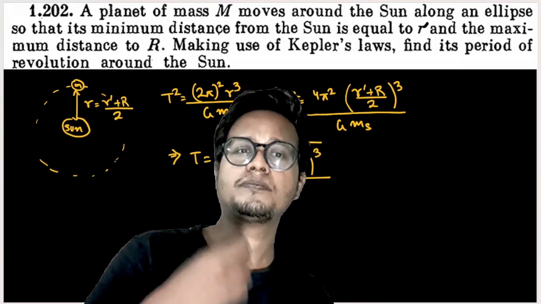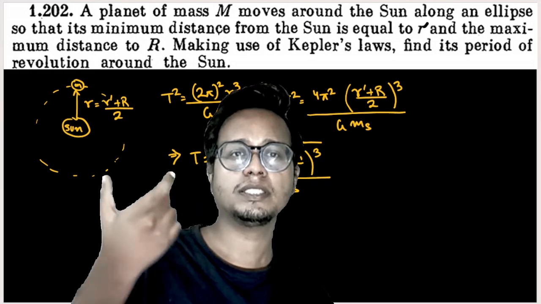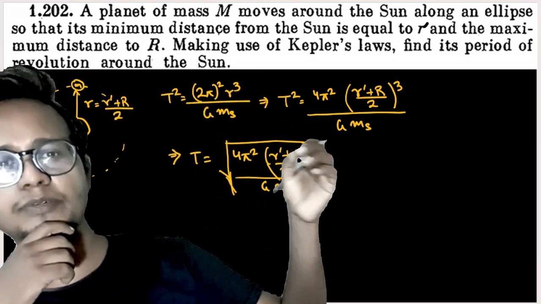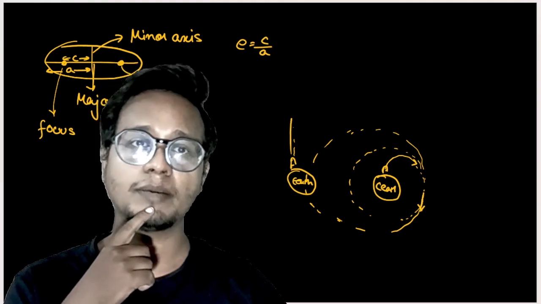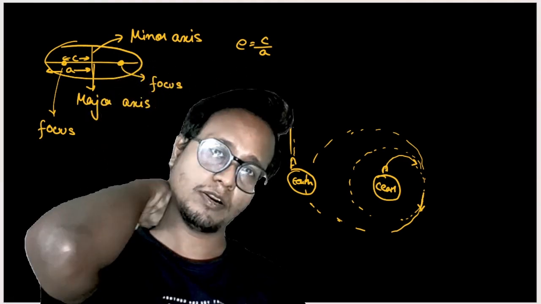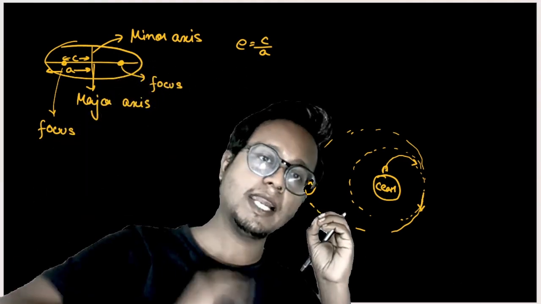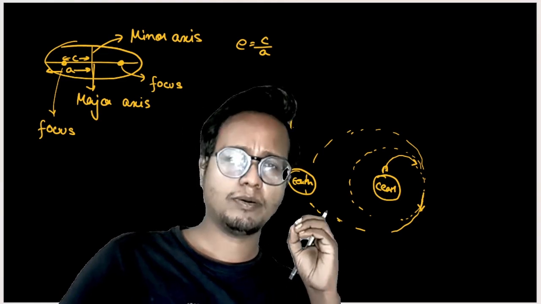Then we studied something about what? Acha, distance, Kepler's law. Kepler's law is nothing but the thing that we did: T squared is directly proportional to r cubed. And then we studied something about elliptical orbit. Elliptical orbit is a little bit complex.